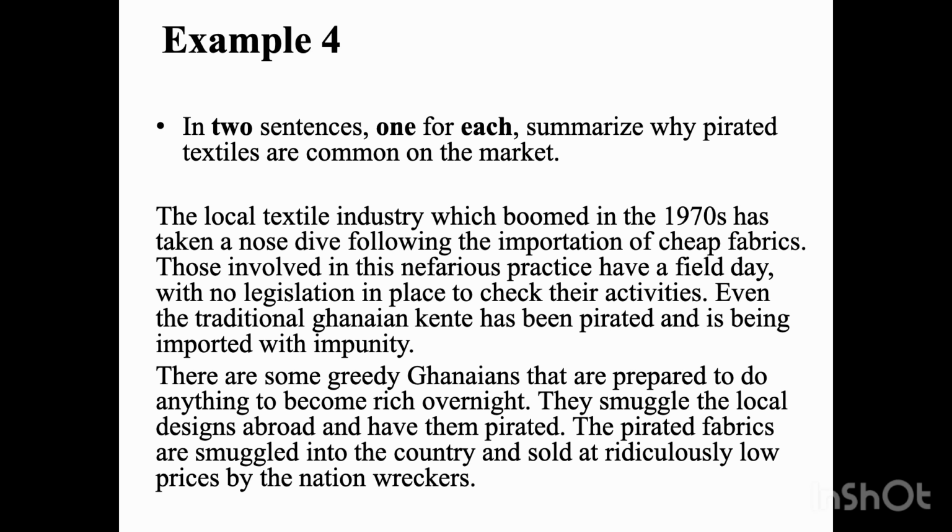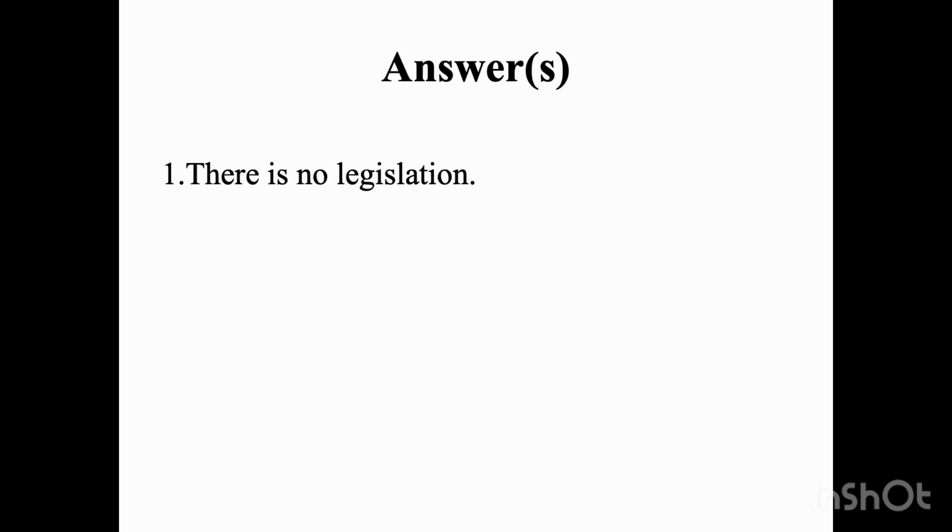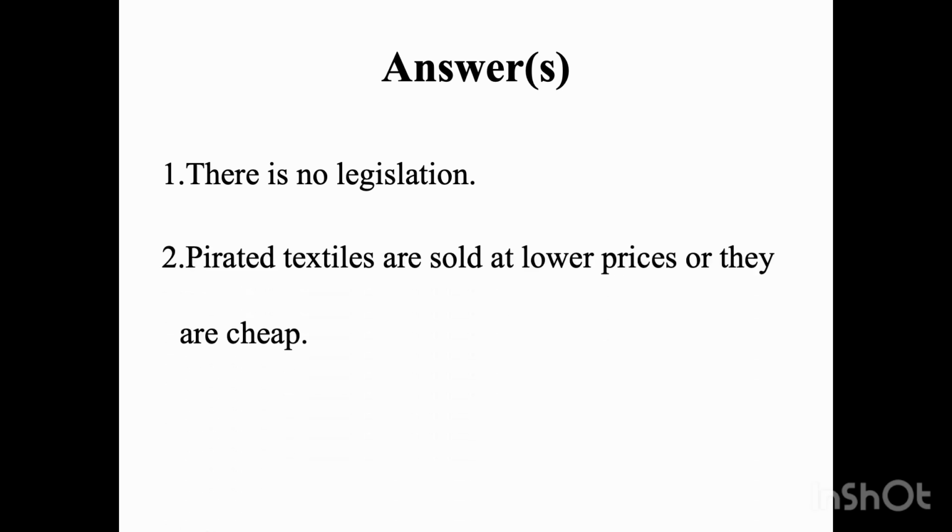So in 2 sentences, 1 for each. Summarize why pirated textiles are common in the market. Meaning now you are looking for 2 reasons why pirated textiles are common on the market. That is what they mean by 1 for each. So why pirated textiles are common on the market. Read through. I'm sure by now you are almost at the end. And then you come to the answers. There is no legislation. Pirated textiles are sold at lower prices or they are cheap.